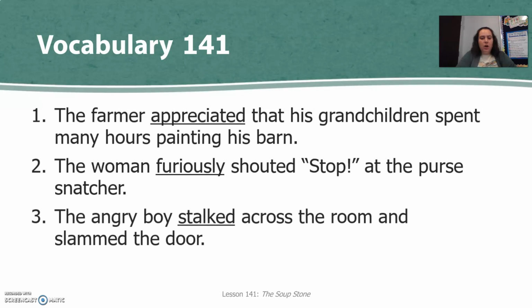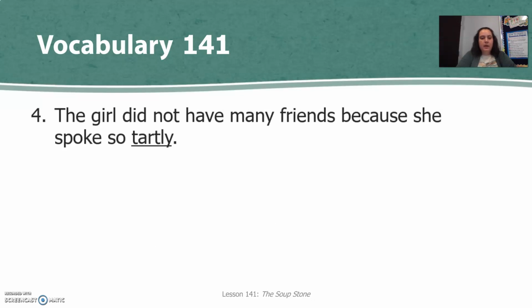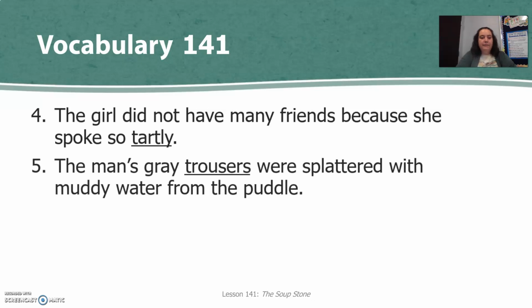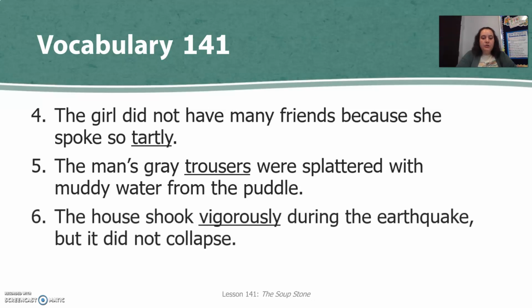The angry boy stalked across the room and slammed the door. It's kind of like you're stomping your feet, clearly showing you're mad, upset. The girl did not have many friends because she spoke so tartly. Tart is sour, so in this situation it's talking about she was speaking in a really unpleasant tone. Number 5, the man's gray trousers were splattered with muddy water from the puddle. Trousers are his pants. The house shook vigorously during the earthquake. Vigorously: shaking, shaking, shaking, strong.